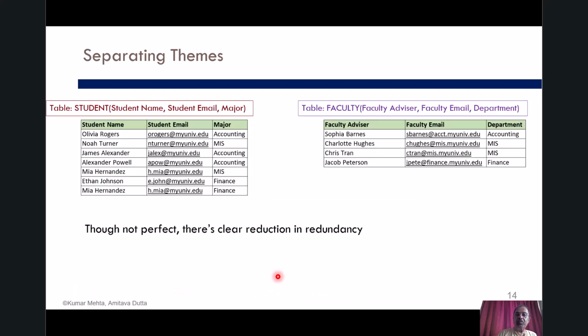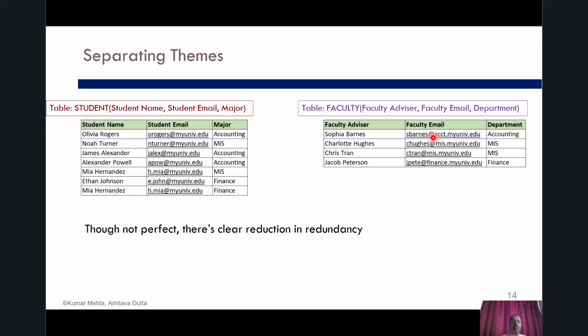So now let's look at what happens if we apply our guideline, that is, take that one big list, try to identify themes, and create separate lists for each theme. So here we have identified two themes in our discussion that we just had. So those two themes were student and faculty. And here we have the two lists that correspond to the faculty and the student respectively.